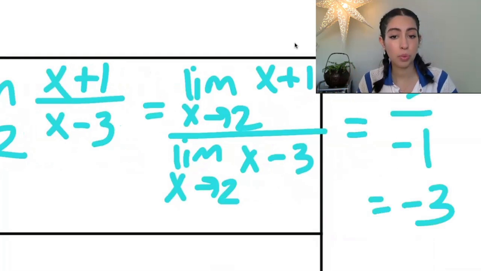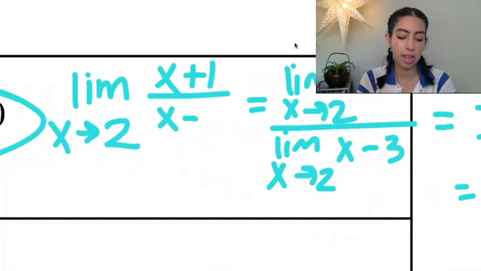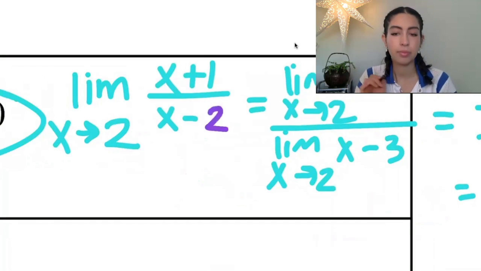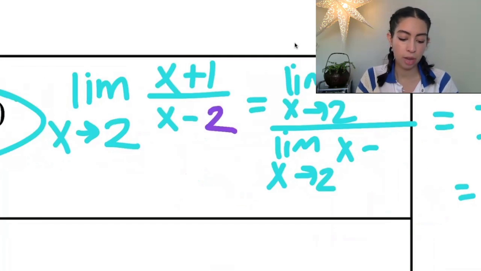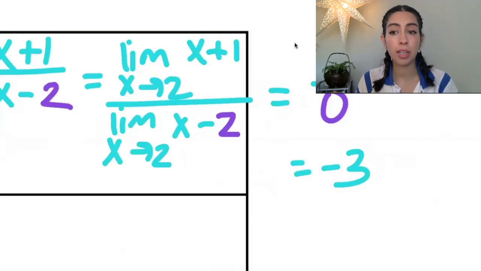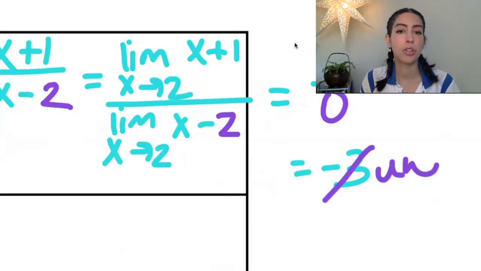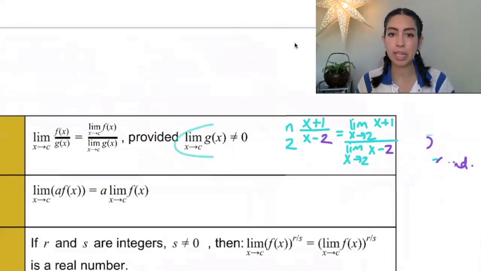So something like this would work, but if we were to change this to a -2 instead, let me do that in a different color there, that would change this problem to having a 0 in the denominator, and that would be a problem because anything divided by 0 is undefined. So we cannot have a function in the denominator that gives us 0 when we take the limit.